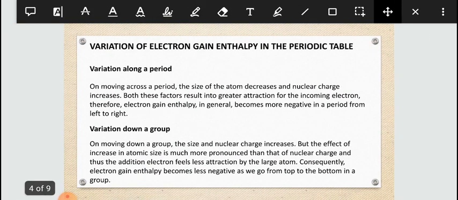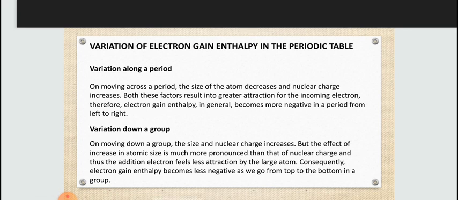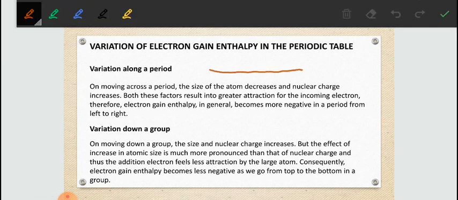Now we will study the variation of electron gain enthalpy in the periodic table. As we have studied in the previous video, as we move across the period, from left to right, nuclear charge increases. If nuclear charge increases, then electron gain enthalpy will also increase, because the tendency to gain an electron will increase, as it has a sufficient nuclear charge.